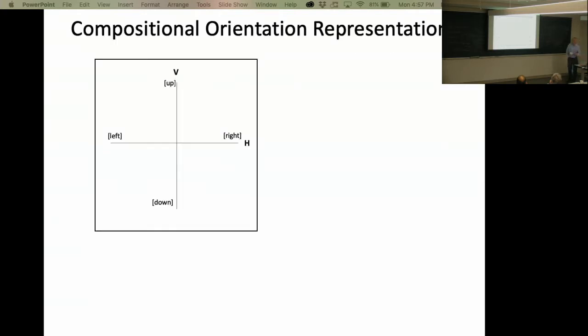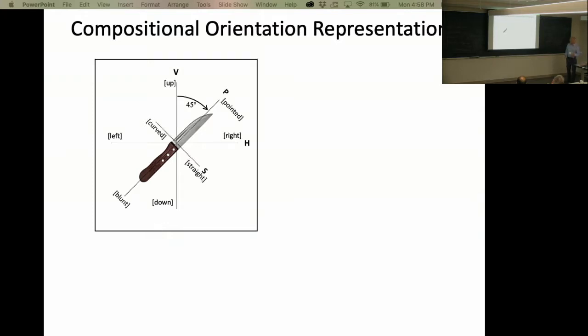Okay, so now we're ready to talk about how we could represent the orientation of an object relative to some frame of reference. And I want to argue that these representations are compositional, which means they're made up of separate components, each of which specifies some aspect of the object orientation. So what we need to do is represent how the object axes are related to the extrinsic axes.